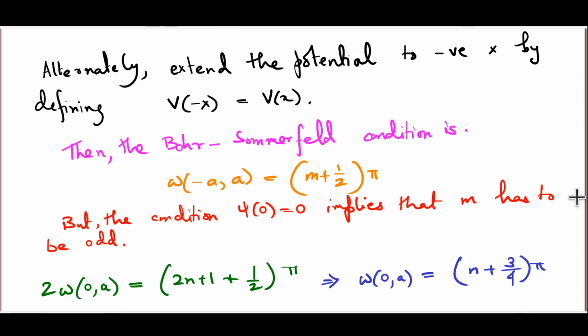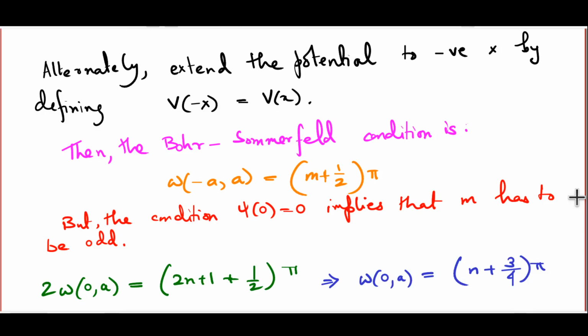All we do is we pretend that the potential is actually an even potential by extending it to negative x as well, by defining v at minus x to be the same as v at x. Then of course the Bohr-Sommerfeld condition simply becomes w from minus a to plus a, those are the turning points now, must be equal to m plus half pi, where m is some integer. But the condition that psi 0 equal to 0 implies that you must only consider odd solutions for the wave function, and that means m has to be an odd number, twice n plus 1.